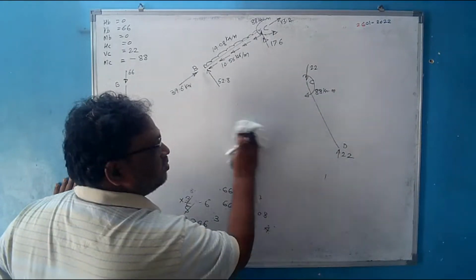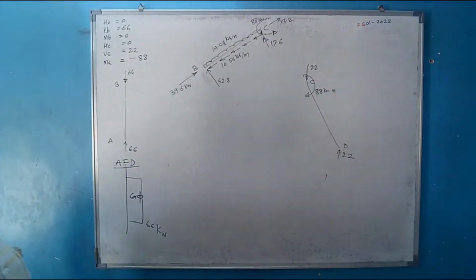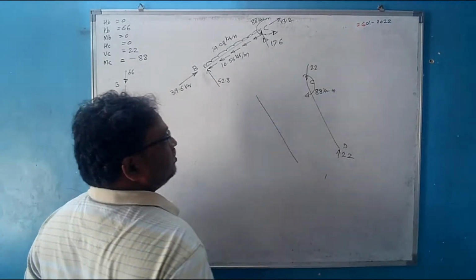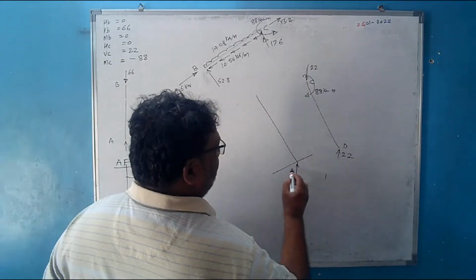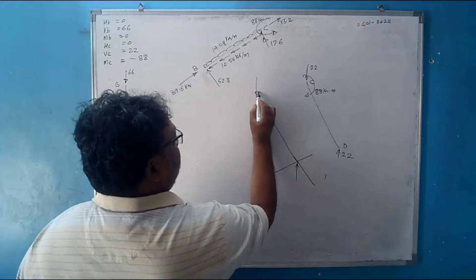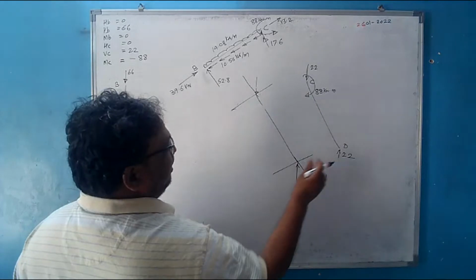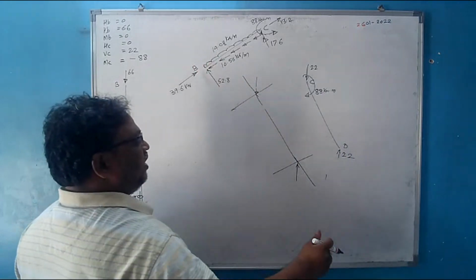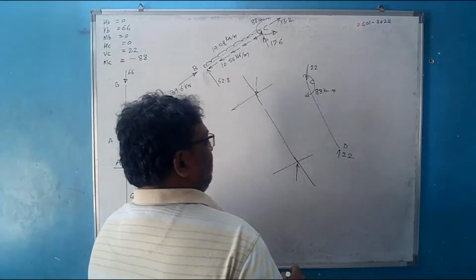Now for this part, see this is the 22 kilonewton force. Again it is to be resolved along and perpendicular. This is also a 22 kilonewton force. This is to be resolved along and perpendicular. Right? Along and perpendicular. The force which is acting along we will call the axial force. The force which is acting perpendicular, that we will call the shear force.